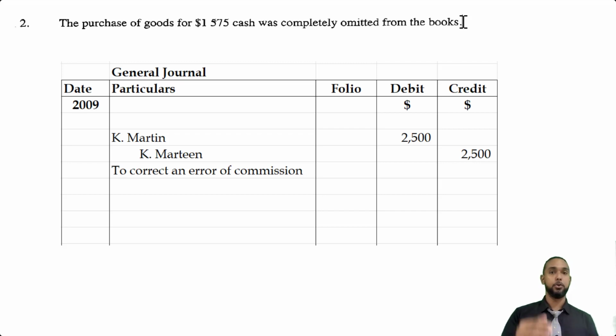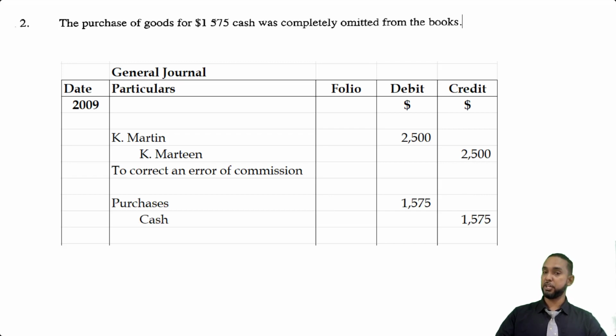When you pay money, your money is going down. Money is an asset. Cash is an asset. To record a decrease in an asset, you have to credit the asset account. So again, we're going to debit purchases, credit cash, and we're going to put to correct an error of omission.